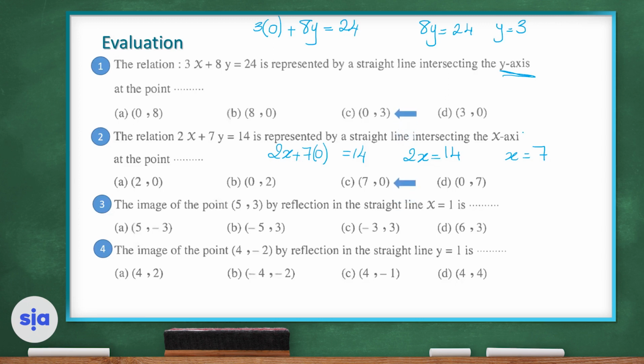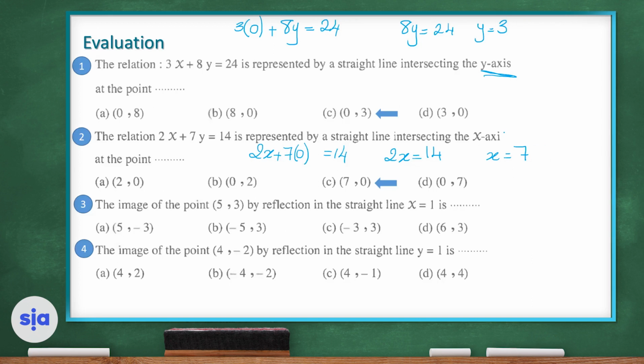Question 3. The image of the point 5, 3 by reflection in the straight line x equals 1 is what? When we say reflection in a straight line x equals 1, this is the straight line x equals 1. It's a vertical line. So to find the image of reflection, you plot the original point and you see its reflection on the other side of the vertical line. So how do we do it? Reflection across this line, we're going to see it now on the screen.